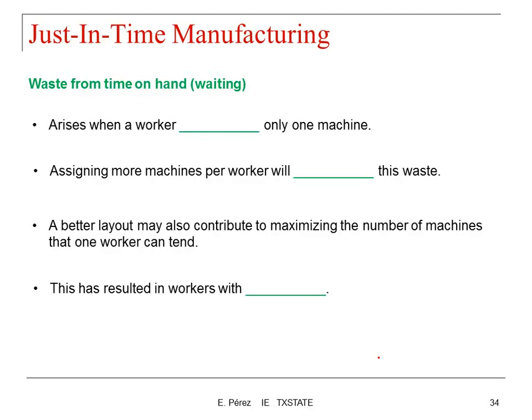The waste from time on hand arises when a worker tends only one machine. If the worker specializes on one machine, then you don't have the flexibility of moving that worker to other stations. Assigning more machines per worker will reduce this waste. And a better layout may also contribute to maximizing the number of machines that one worker can tend. So when you look at the cell manufacturing design, that's one of the goals. You can have the worker move from one station to the other in a very limited space, but that needs a good design. And that also results in workers with multifunctional skills.